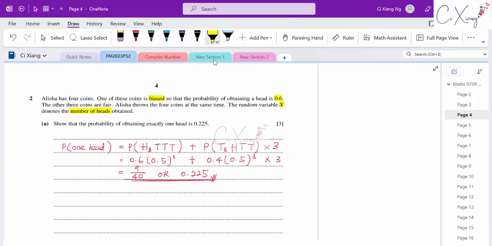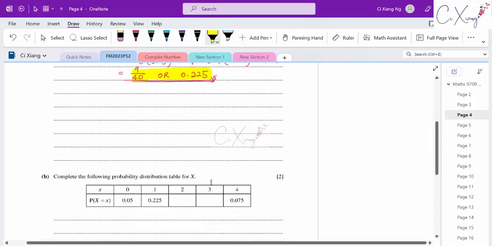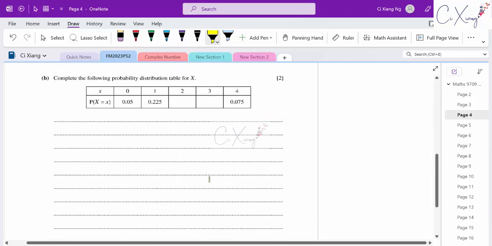Okay, so this is how we get the question part A, the answer part A. So we can proceed further to part B. For part B, they want us to complete the probability distribution table for the X.